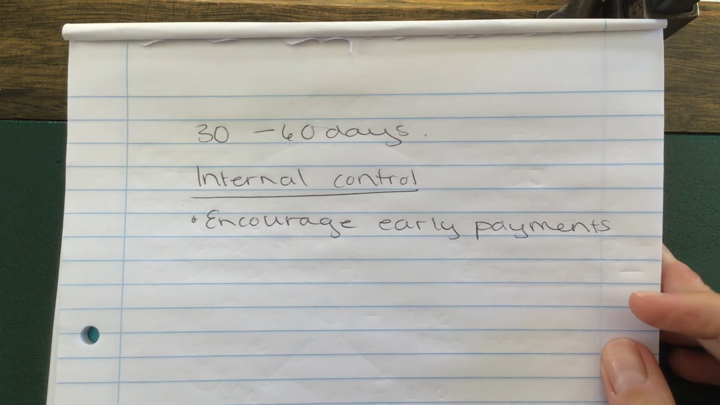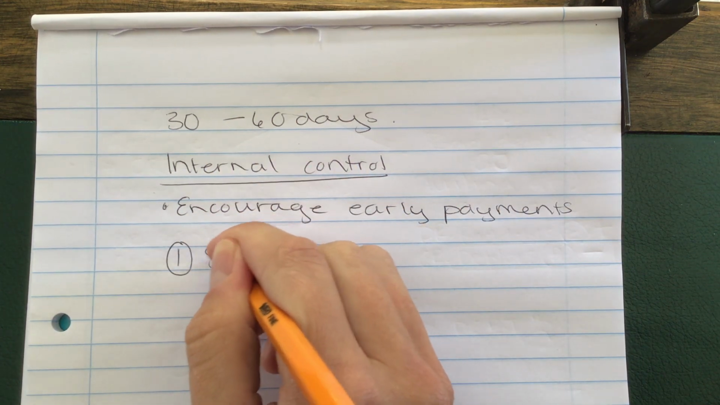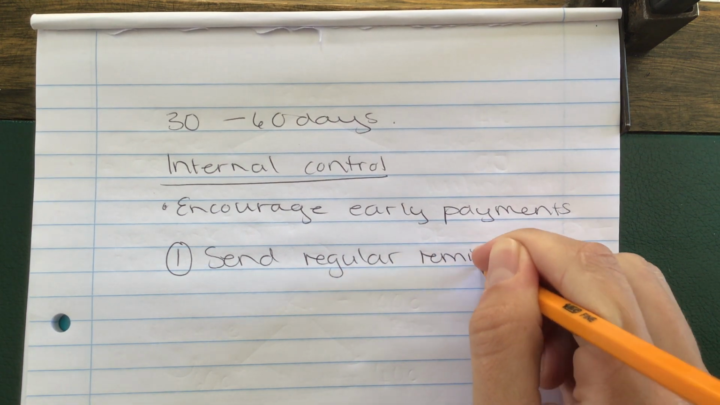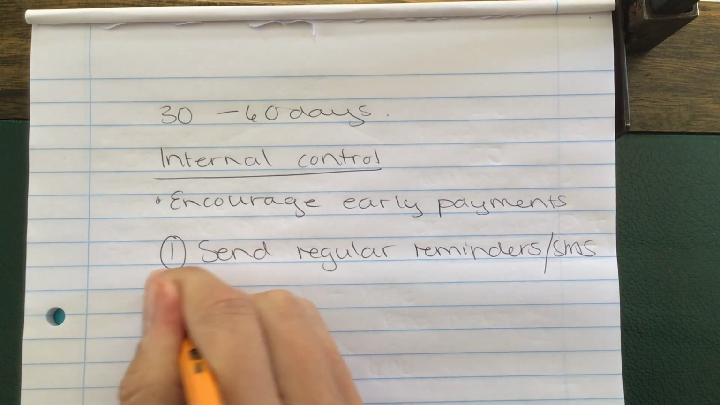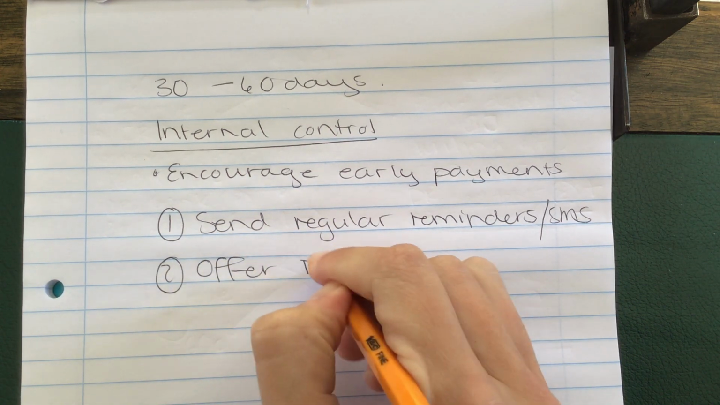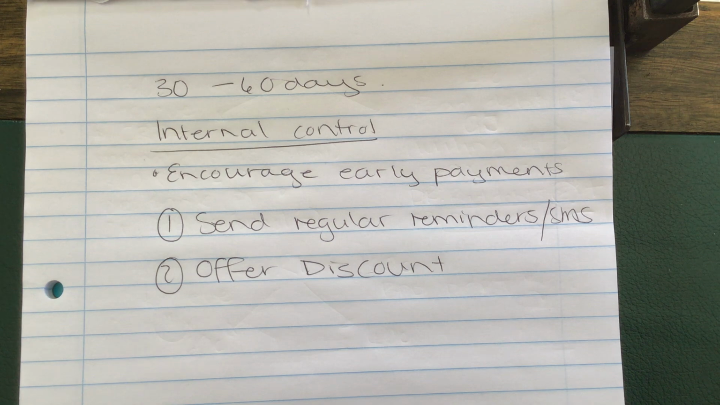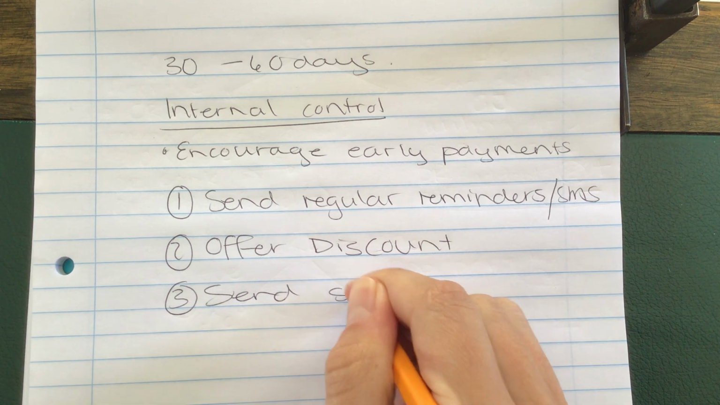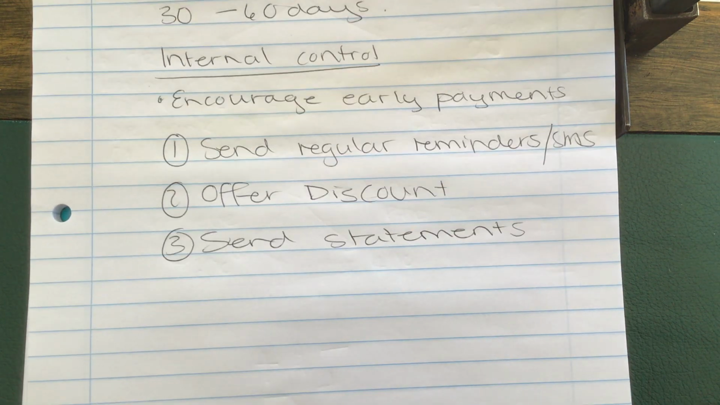So in class, we've discussed various ways that we can encourage debtors to pay back, and it's things like send regular reminders or SMSs to just say, you owe us this amount of money. The second thing that we often do is that we offer discounts, and we say, okay, if you pay early, we will give you a discount of a certain amount, which they really enjoy. The next thing we do is send statements. So we have to send their statements once a month so they know how much they owe us.